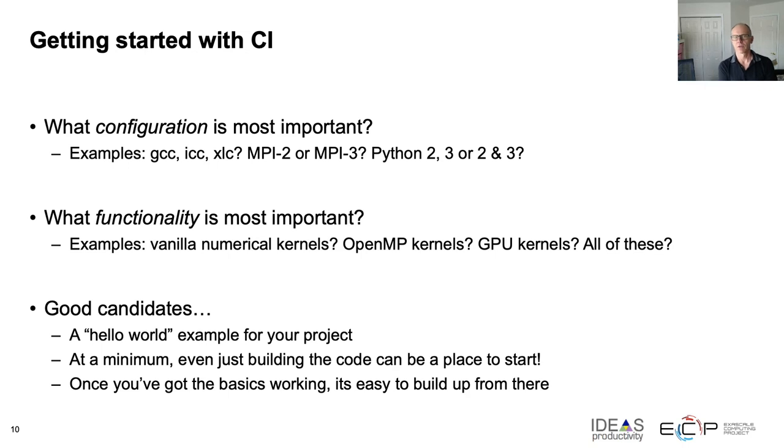So how do you go about getting started with continuous integration? Well, the first thing you need to think about is what configuration you're likely to need in order to build and execute your code. So things like what compilers, what languages you want to use, what programming libraries and programming models you're likely to be utilizing in your code, because that's something you need to address up front in order to get your code to build. The functionality of your code is also important. Do you need GPUs? Are you going to be running using a particular programming model and so forth? Because again, that's going to influence what resources you're likely to need to be able to build and run your tests.